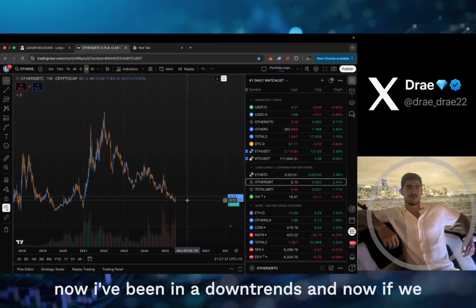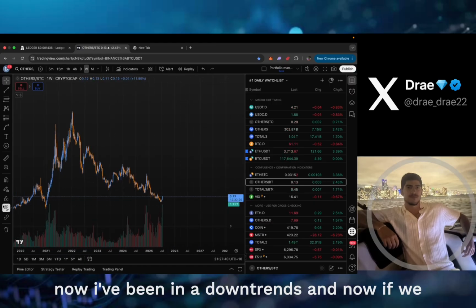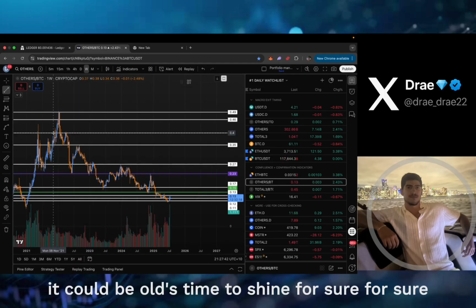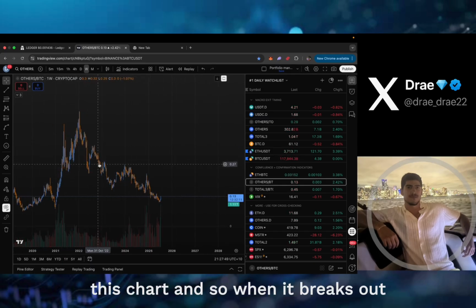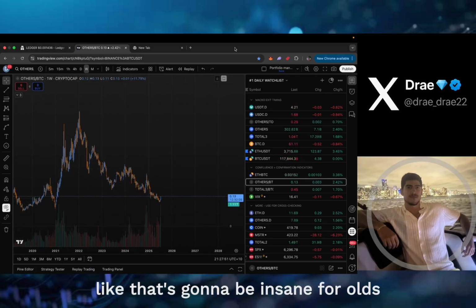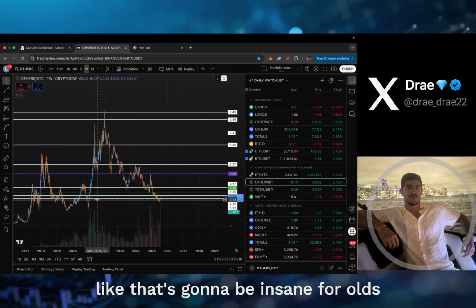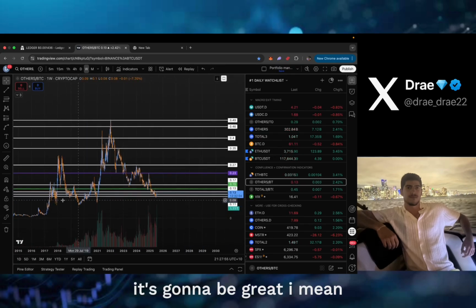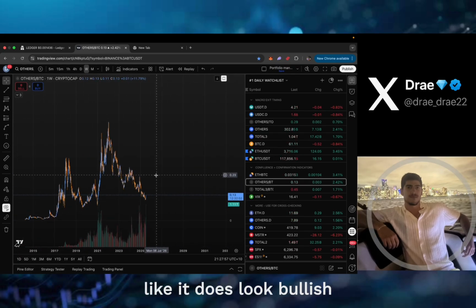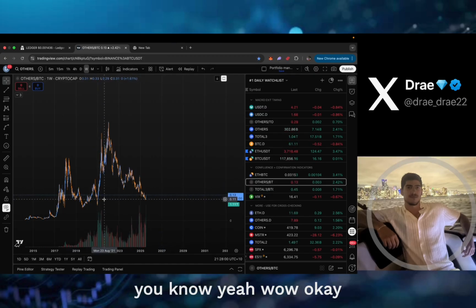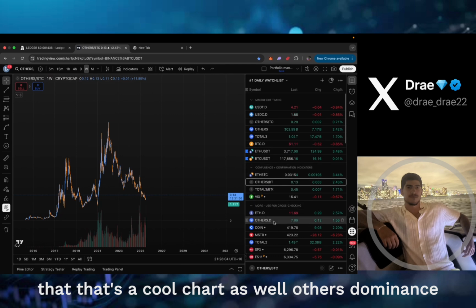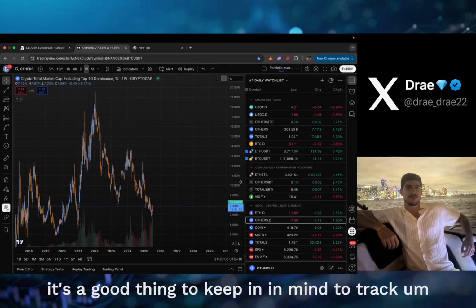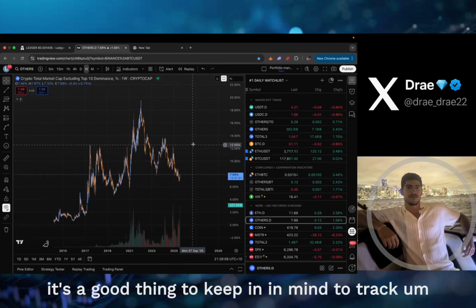Now we've been in downtrends, and it could be alts' time to shine for sure. They've had very, very clean consolidation periods on this chart, and so when it breaks out, that's going to be insane for alts. It's going to be great. Even if you just look at this, it does look bullish. Okay, all right. Others dominance. Yeah, that's a cool chart as well. That's a good thing to keep in mind, to track.